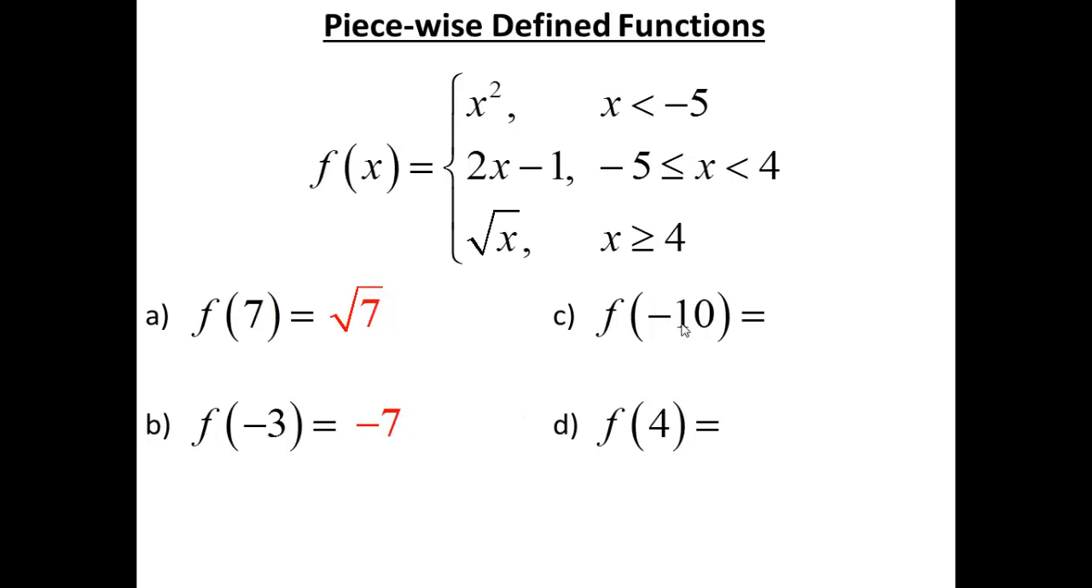The third one, f of -10. -10 is going to fit on this top interval. -10 is definitely less than -5. Plug it into x squared, I get 100.